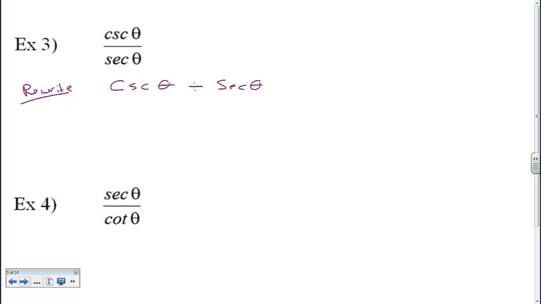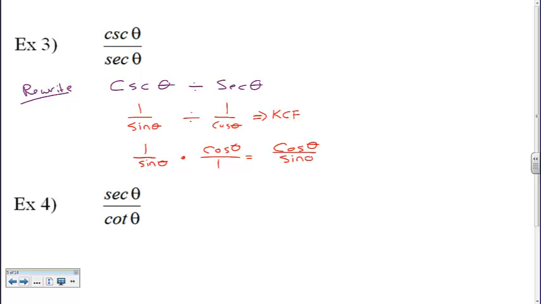Now we're going to rewrite our functions in terms of their sine and cosine. Cosecant of theta can be rewritten as 1 over sine of theta. Secant of theta can be rewritten as 1 over cosine of theta. Once again, we're now going to use keep, change, flip. I keep the first fraction, 1 over sine theta. I change my operation from division to multiplication, and I flip my second fraction, cosine of theta over 1. When I multiply this through, the numerator is cosine of theta, and the denominator is sine of theta.